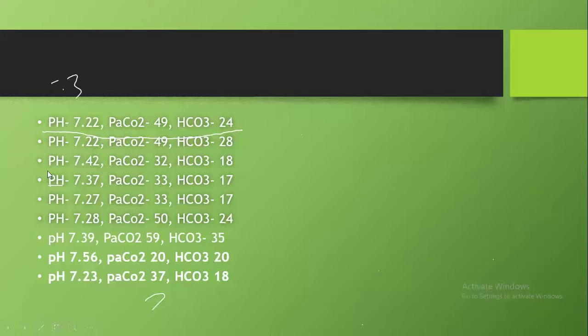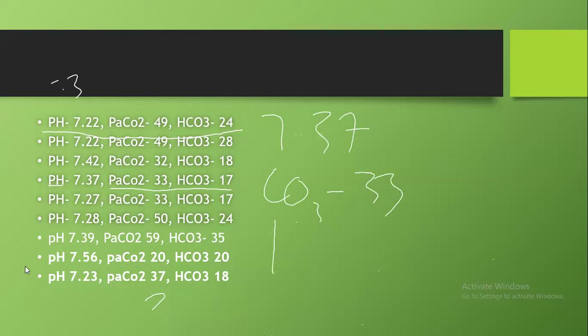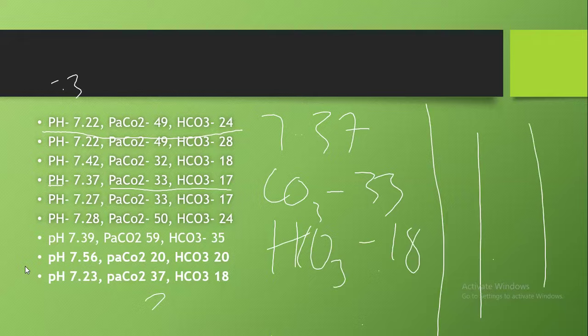Okay, so let's use this. This is your question. pH is 7.37. Carbon dioxide is 33. And then bicarbonate is 18. This is our last question. Do it and tell me what you are getting. Then we can drop our class here for today.